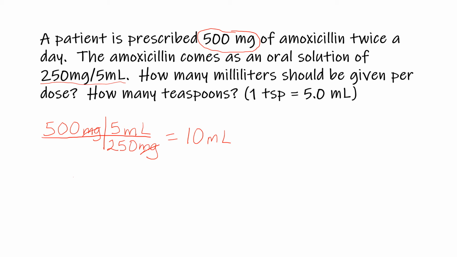Now we're going to take our 10 milliliter dose and convert that into teaspoons. We have milliliters on the top, so we're going to look over here at our equality, and so that 5.0 milliliters will go on the bottom. And 1 teaspoon goes on the top. So 10 divided by 5 gives us 2 teaspoons. So our dose could either be measured out as 10 milliliters or 2 teaspoons.